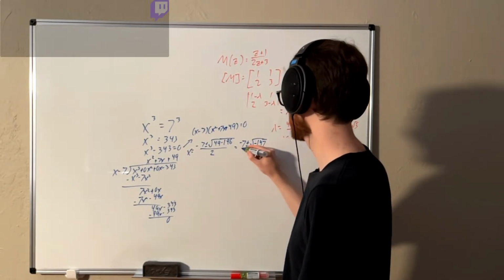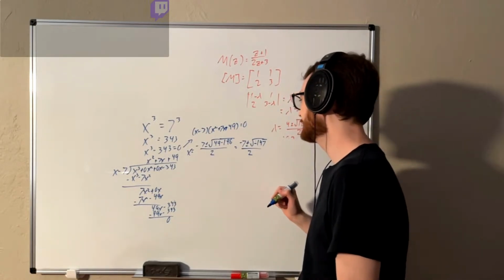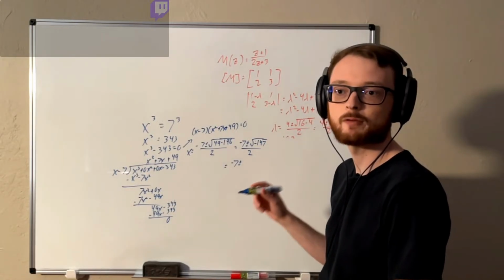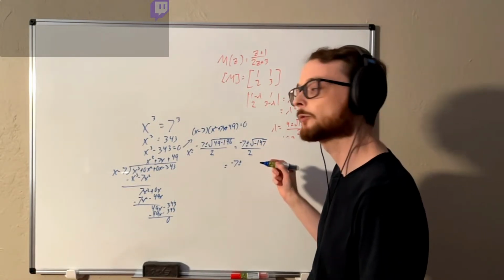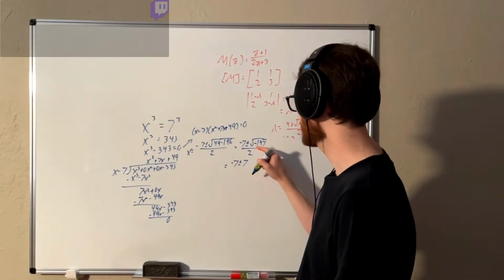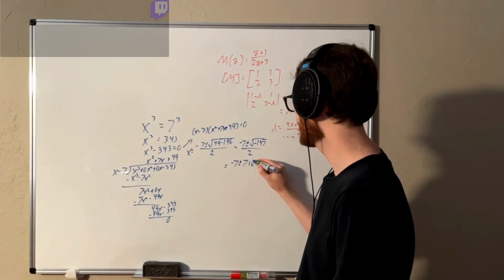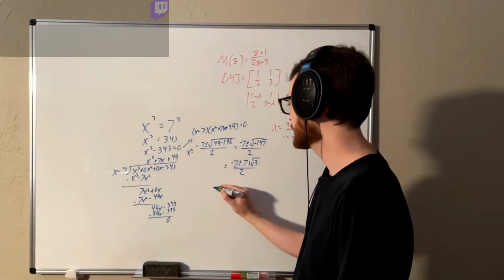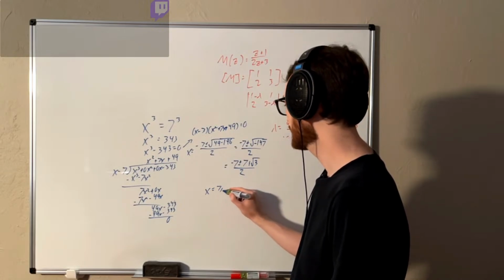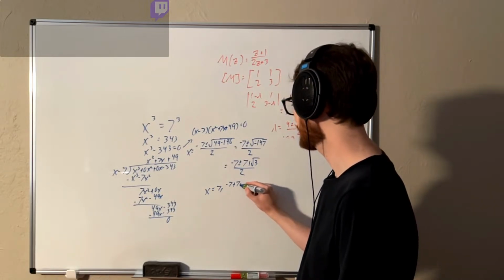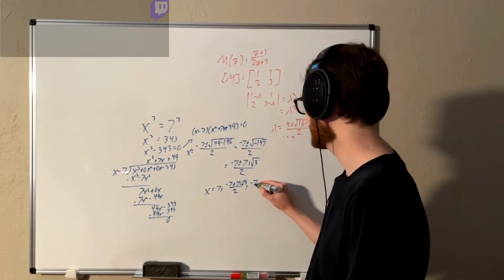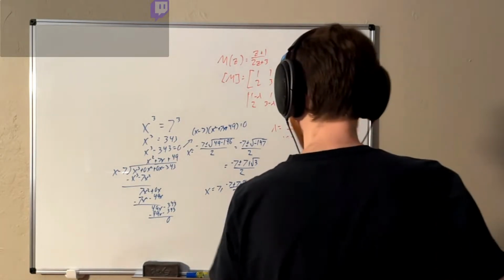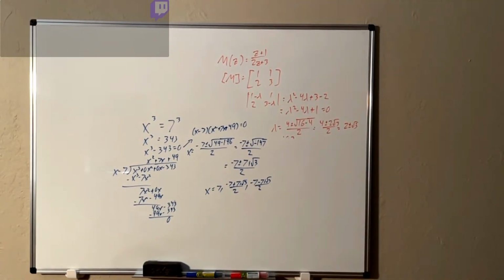Negative 147 over 2. Okay. 147 is 7 squared times 3, so we can pull out the 7 squared and square root it on the way out. And the negative sign can become an i, so we get 7i root 3 over 2. So all of our solutions are x equals 7, negative 7 plus 7i root 3 over 2, and negative 7 minus 7i root 3 over 2. Let me know if that's right.